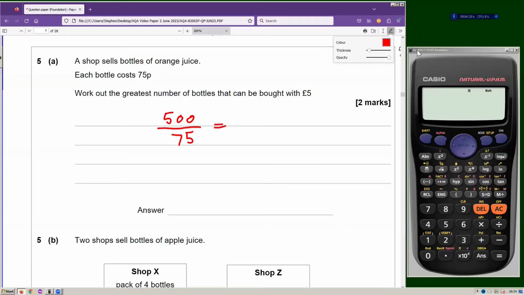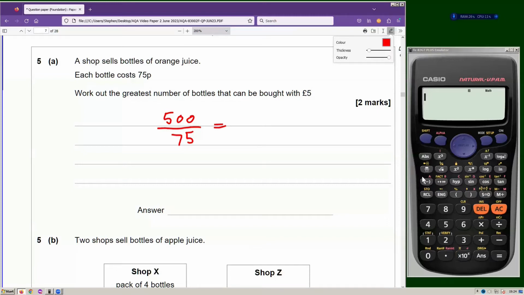I'm using an emulator for the FX83 GT Plus, which has been superseded now, but funnily enough, I still like this calculator. I may use the more modern one later on, but this one does everything that's needed right up to A level and beyond.